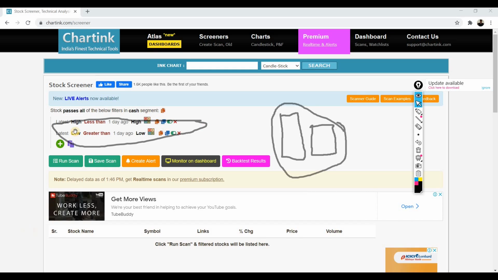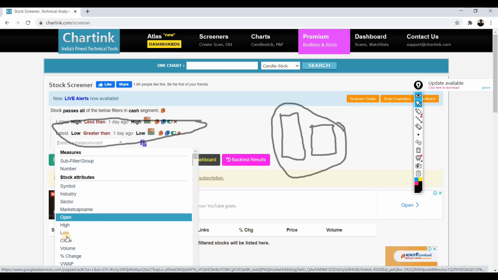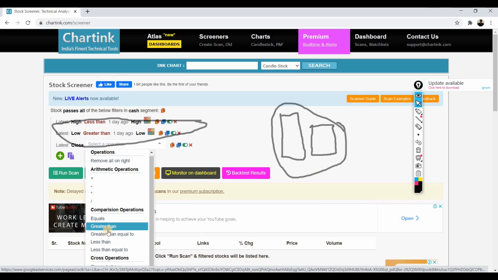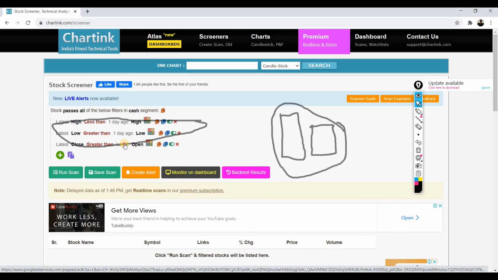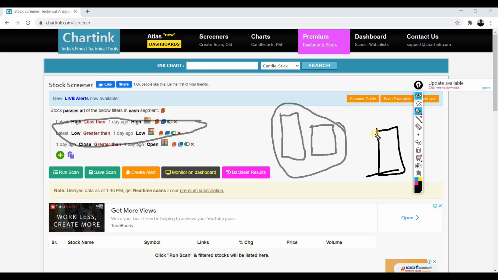I will add one more filter, that is, close of one day should be greater than open of one day ago. I will tell you the meaning behind it. It will give us a bullish candle. So this is the open and this is the close, which means close is more than open. So we will get the preceding bar, or one day ago candle, as a bullish candle, and that's what we want when we are trading an inside day in a bullish trend.